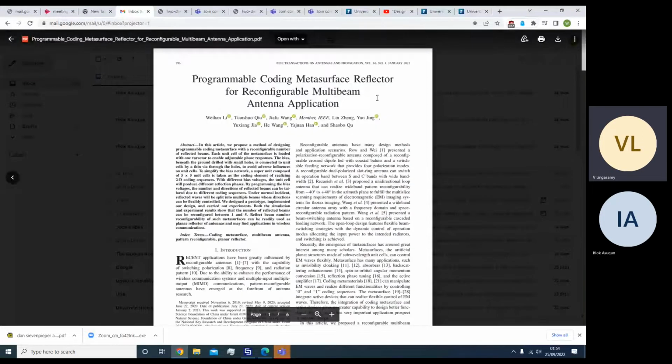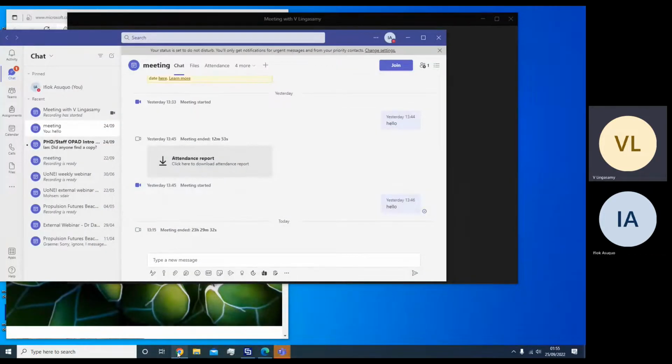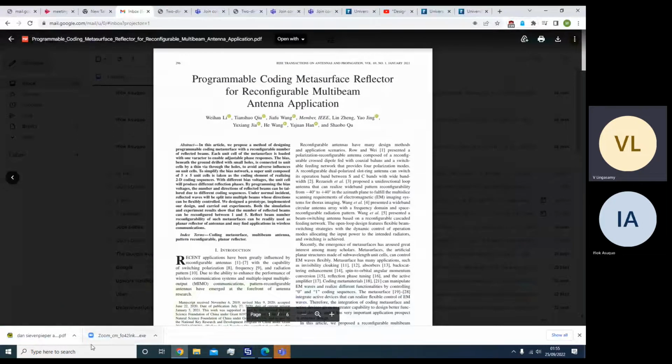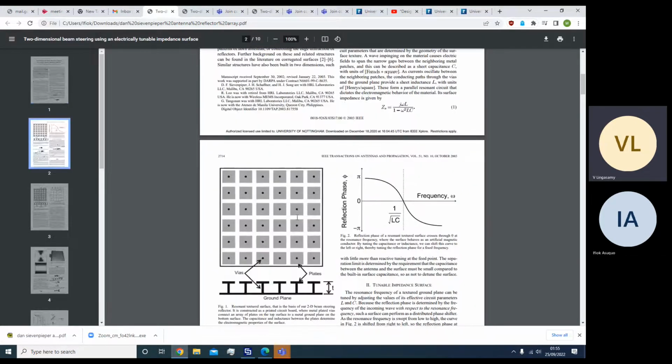For example, there are reconfigurable antennas available for mobiles and other devices. What they would do is, it will have a certain structure, for example F-kind of structures. One minute, let me share my screen and tell you how it works, basically.